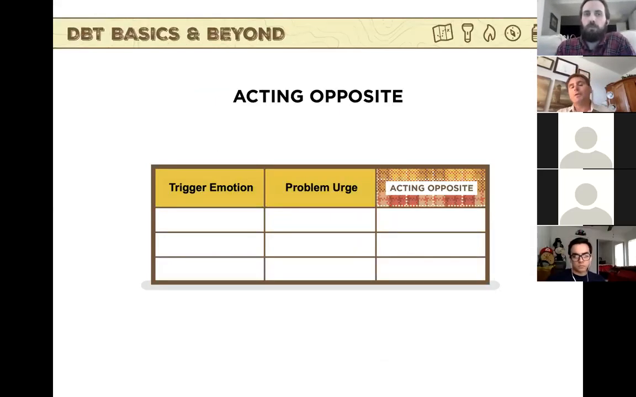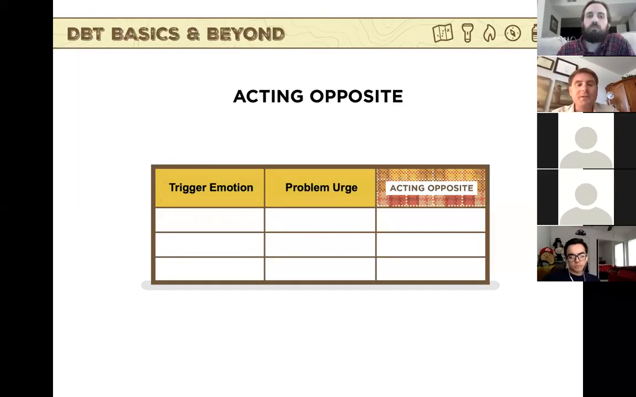And then what you do is you help clients come up with basically an acting opposite plan. So in the first column, you help them identify their trigger emotions. So it might be depression or anxiety, anger. From there, the problem urges. So each of the urges that go along with those emotions, which when acted on, make things even worse, right? Not every urge we have is a problem urge. It's only a problem urge if it's destructive or it's going to make things even worse. And then from there, help the client come up with something that's completely the opposite.